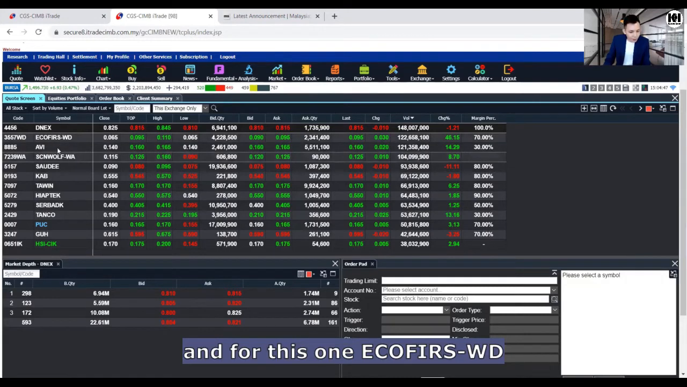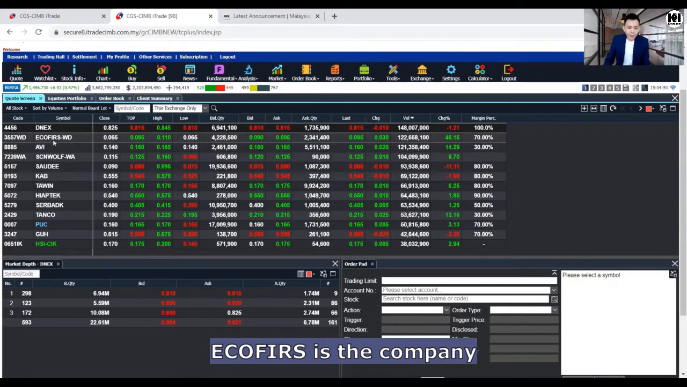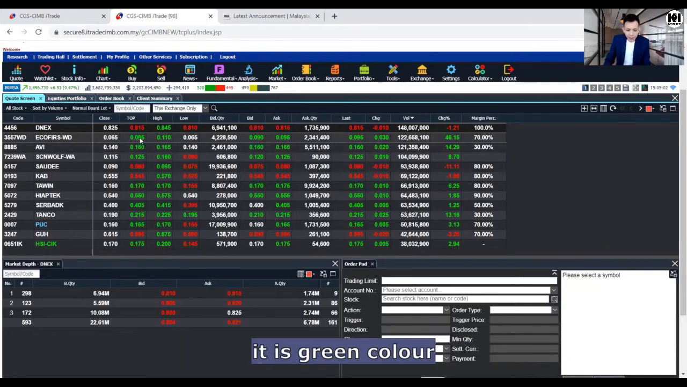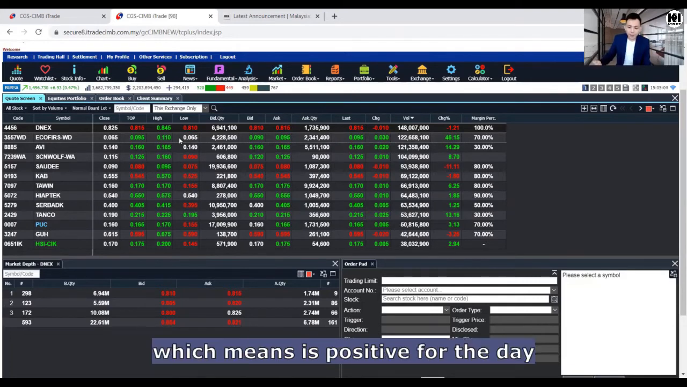And for this one, EcoFirst WD. EcoFirst is the company. If it starts with W, this is the warrant of the company. Okay, for this one, you can look at the color. It is green color, so it is up, which means it's positive for the day.